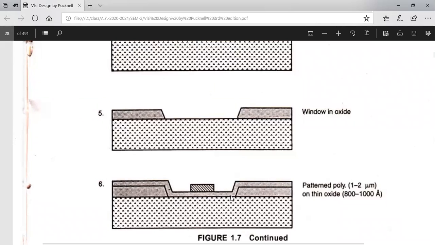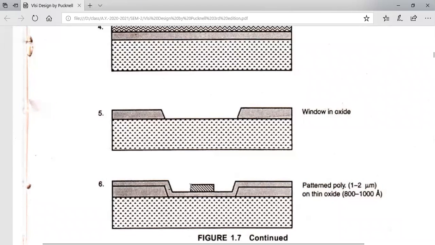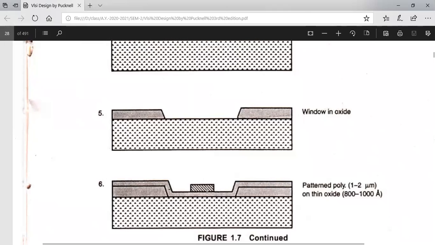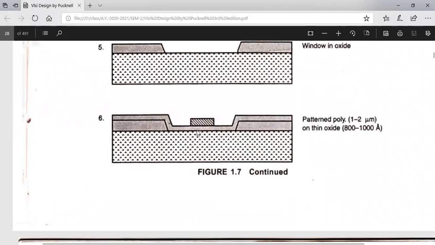Over that, I am forming patterned polycrystalline silicon, which will be acting as the gate material. In the previous figures, you can see that this gate material is above the thin oxide of 0.1 micrometer thickness, while thick oxide means 1 micrometer thickness. So now the gate is formed.